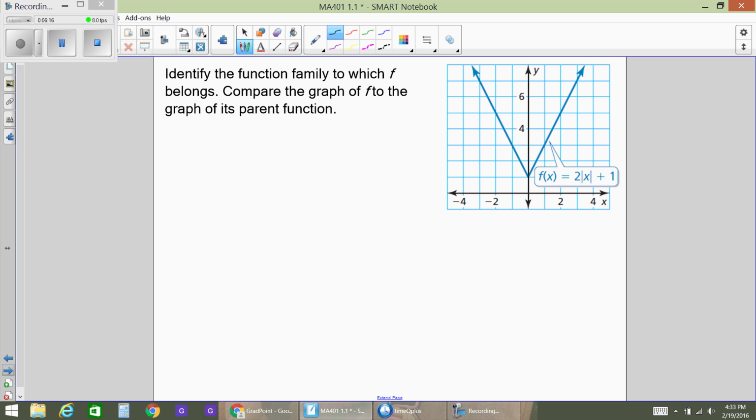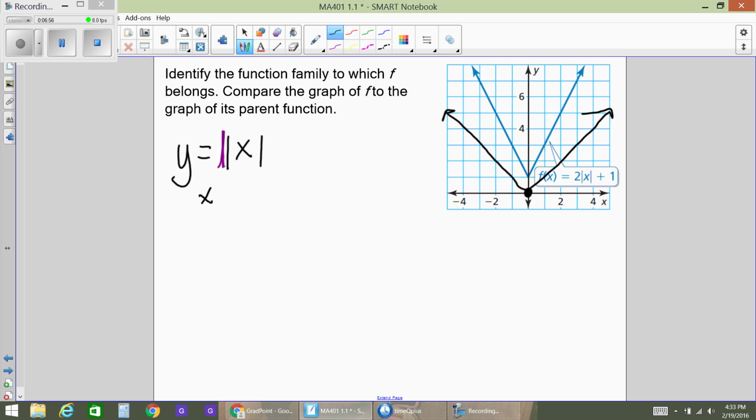Identify the function family to which f belongs. Compare the graph of f to the graph of the parent function. Well, what you might not know is what the graph of the absolute value of x looks like. But it's a V-shaped graph, so I know it's absolute value. I'm going to go ahead and give you a little hint here, let you in on a secret. You draw it as if it's a line with a slope of 1, because there's an invisible 1 right here. And then you just mirror the image.